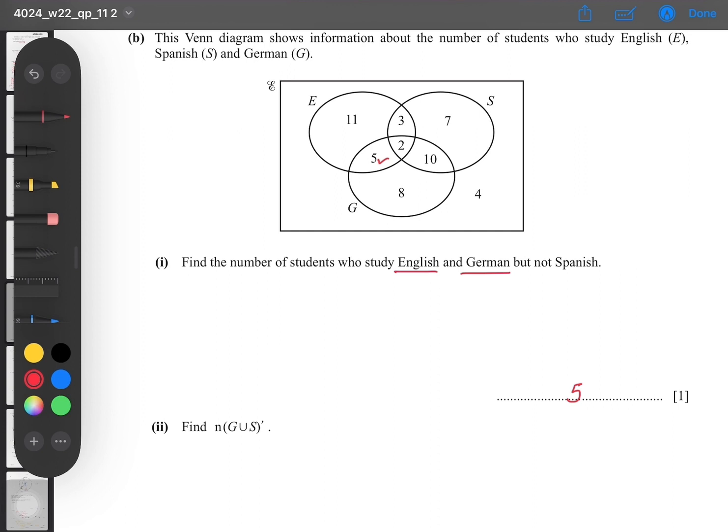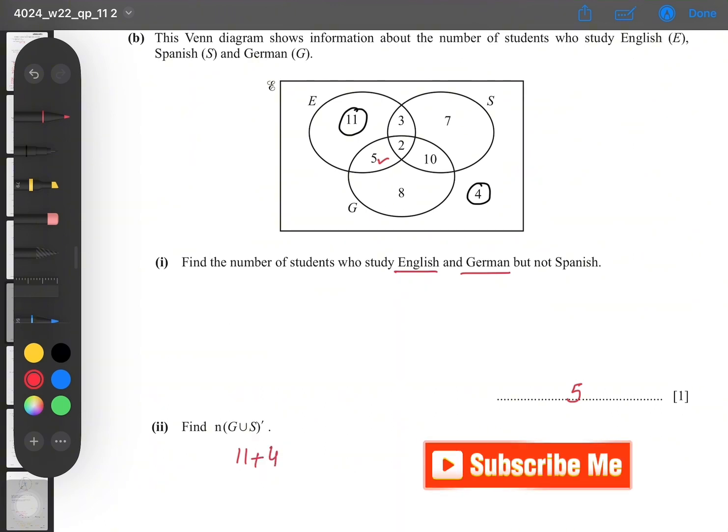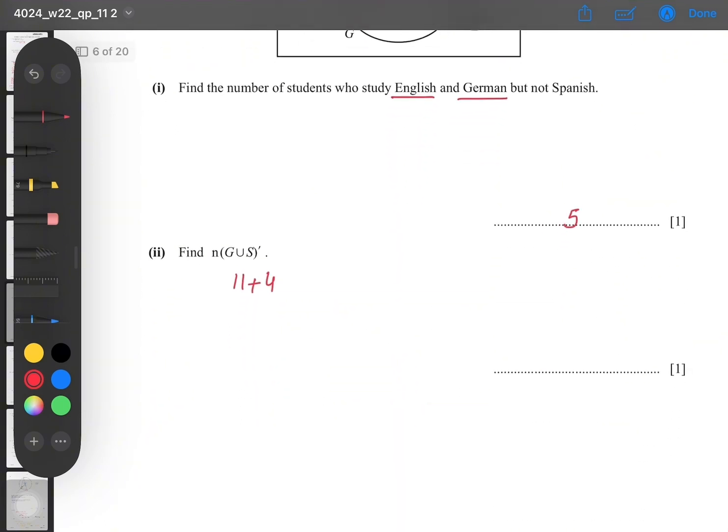Part 2. Find the number of German union Spanish complement. So if we see, the number of German union Spanish complement is 11 and 4. So 11 plus 4 is equal to 15.